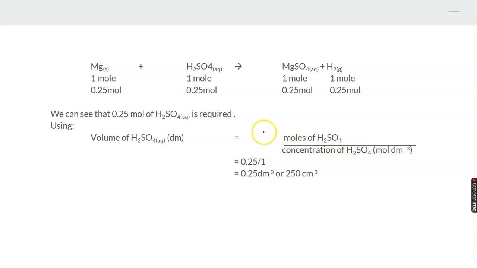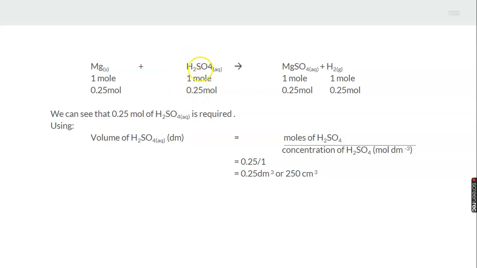Moles of H2SO4 is being given. When you write the balanced equation, this is what you have. You have 1 mole of magnesium reacting with 1 mole of this. At times it might not be 1, so you need to balance your equation.